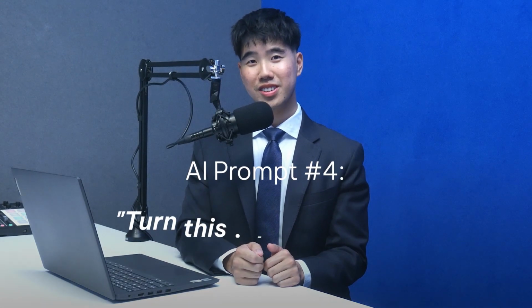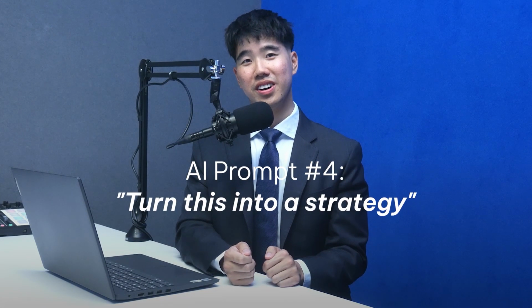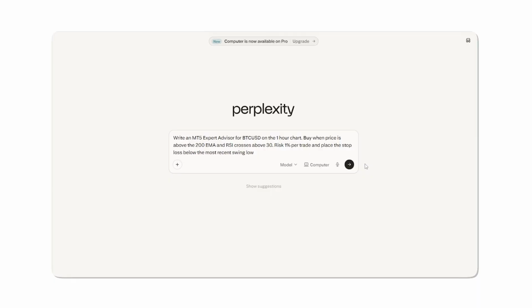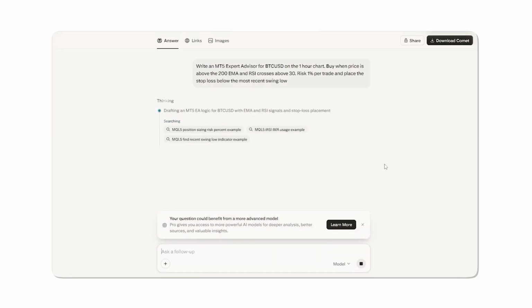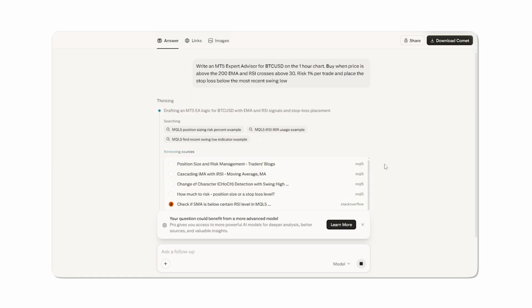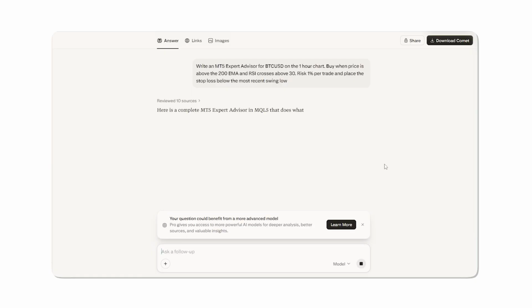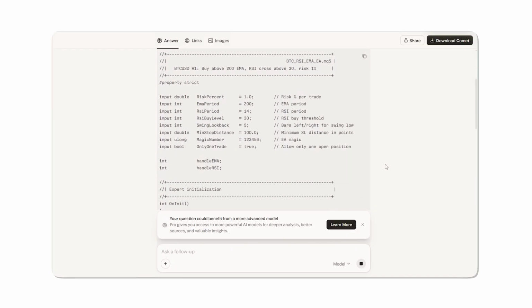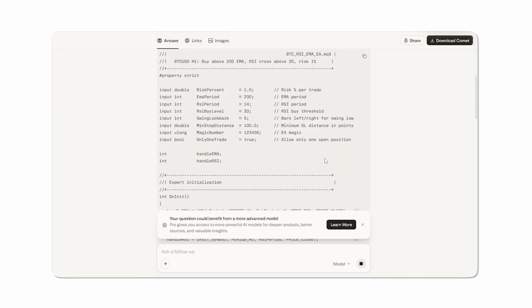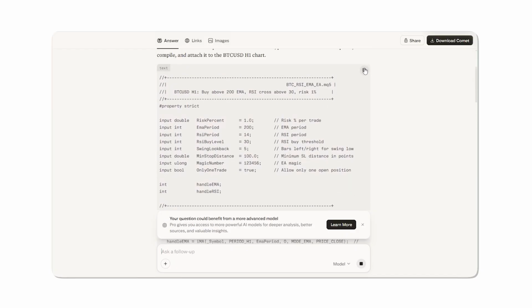The fourth prompt is to ask the AI to create a bot for MT5, TradingView, or cTrader. You can describe your entry conditions, exit rules, and risk parameters, then ask Perplexity to turn that into an MT5 expert advisor or TradingView Pine Script. For example, you could ask, write an MT5 expert advisor for BTC/USD on the 1-hour chart. Buy when the price is above 200 EMA and RSI crosses above 30. Risk 1% per trade and place a stop loss below the most recent swing low.